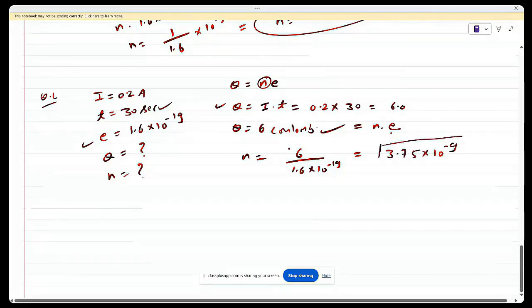This is the number of charges and this is the total charge. Both we have calculated by using these two formulas, formula number 1 and formula number 2. You need to remember these two formulas.